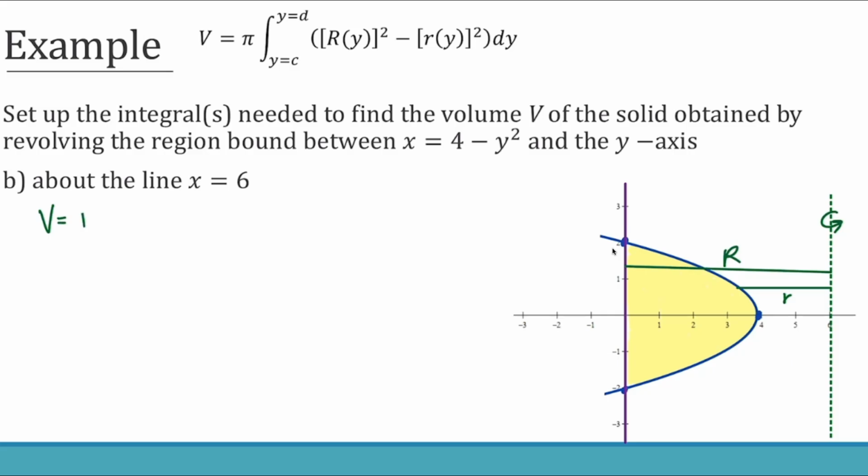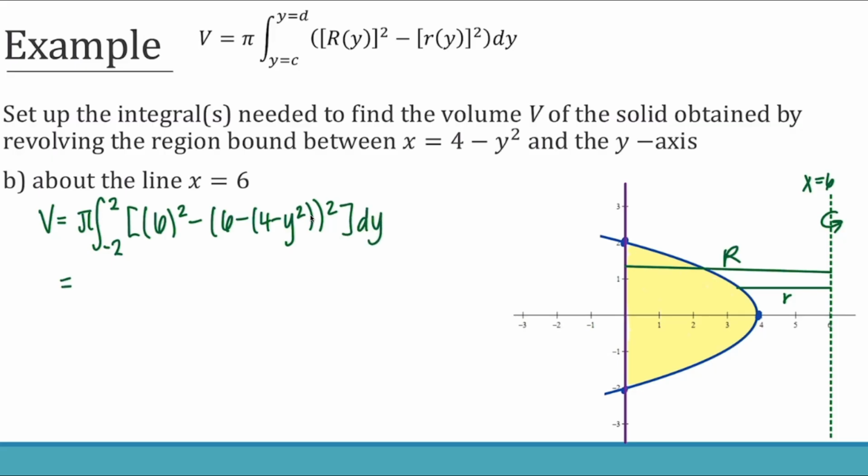So we'll have that volume is pi times the integral. These are y values, -2 to 2. And then we have our big radius, which this time is 6. So that's the right side, 6 minus 0, or just 6. So 6 squared. And then the smaller radius is going to be the right side 6 minus the parabola, and the parabola was 4 minus y squared. So we have to be careful and keep that binomial in parentheses because this is going to distribute dy.